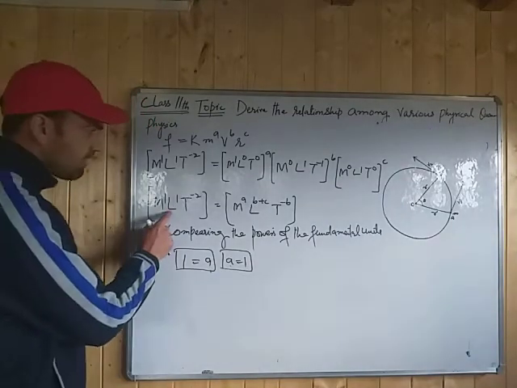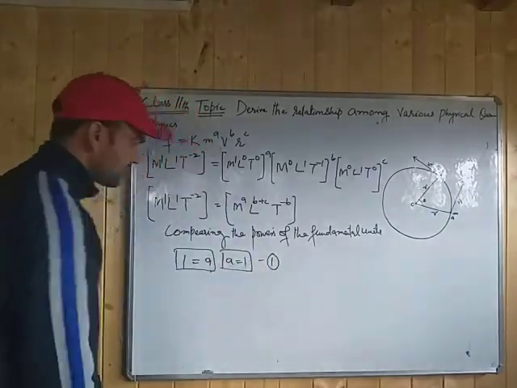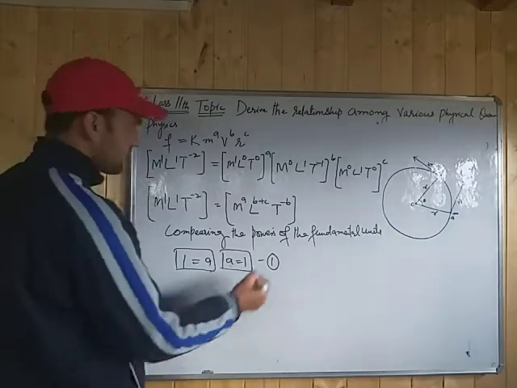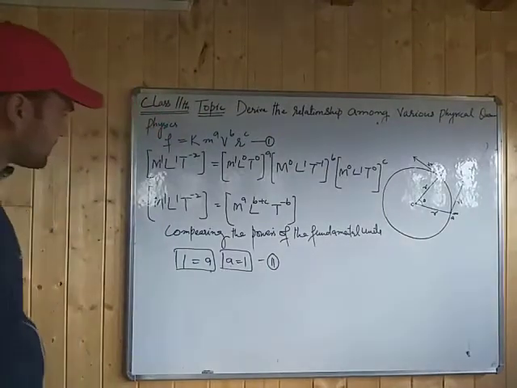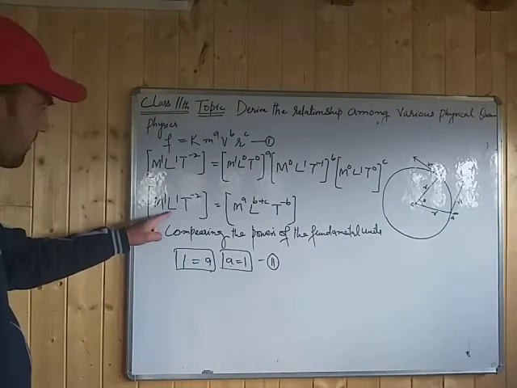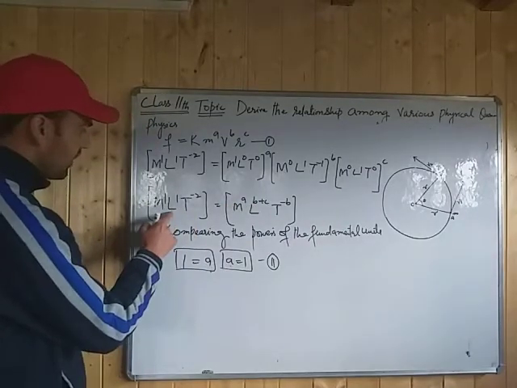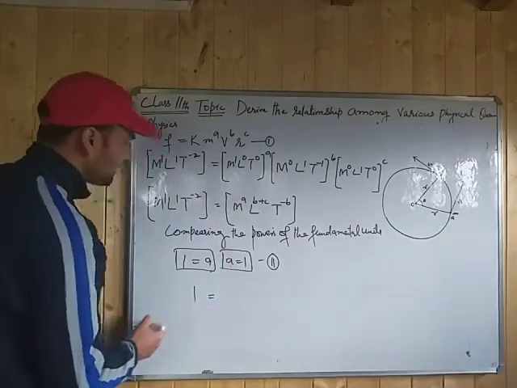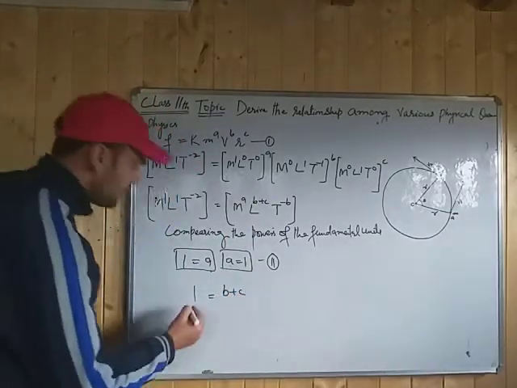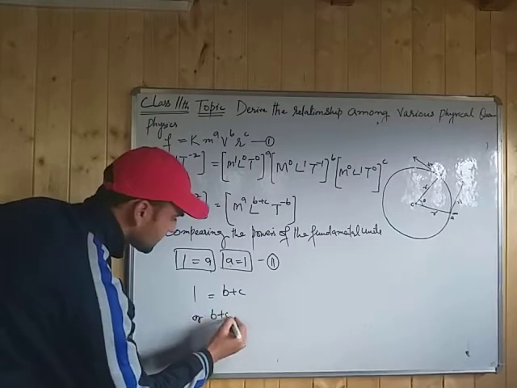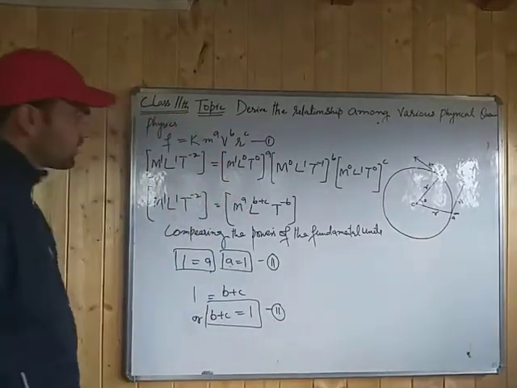Then we will compare the powers of length. So equation first is this. We'll write it as equation second. Then we will compare the powers of length. So here the power of length is 1, which is equal to the power of length b plus c. Or we can write here b plus c equal to 1. So this will be equation second.